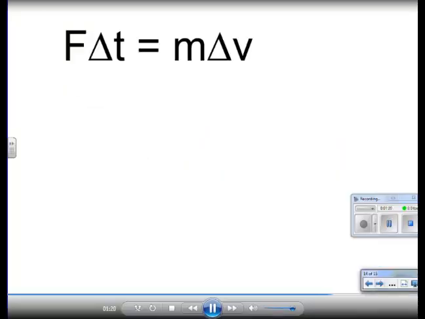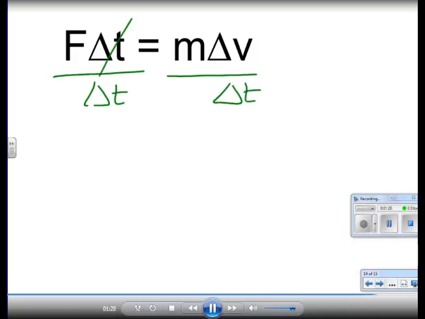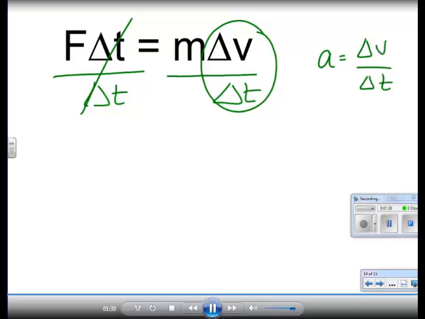The impulse momentum theorem is closely related to Newton's second law. If we take each side of the equation and divide by delta t, delta t cancels out on the left, and on the right we have mass times change in velocity over change in time. But acceleration is defined as change in velocity over change in time. Therefore, force equals mass times acceleration. Again, this is Newton's second law.